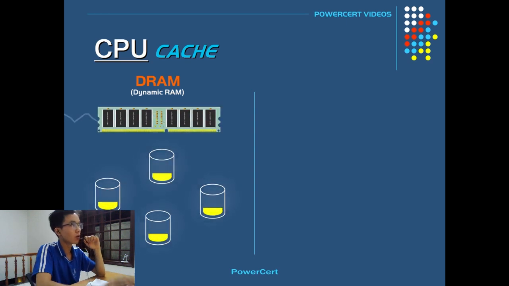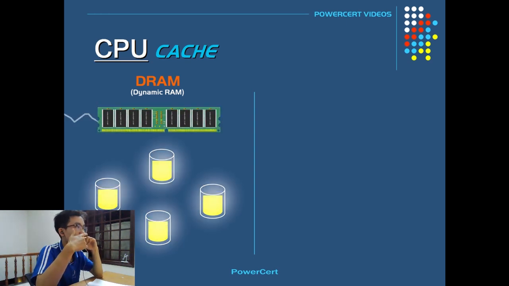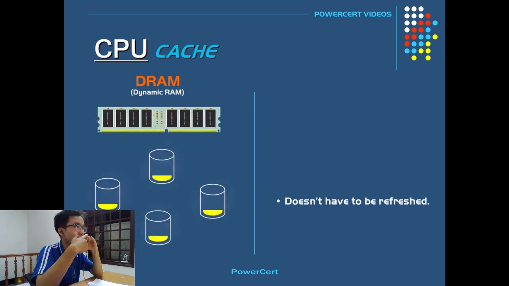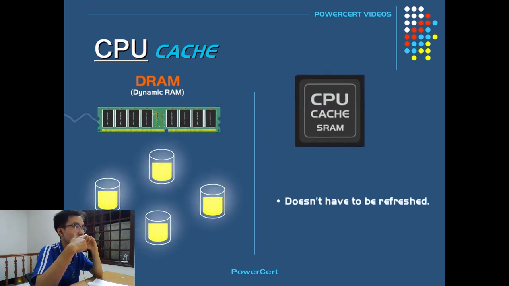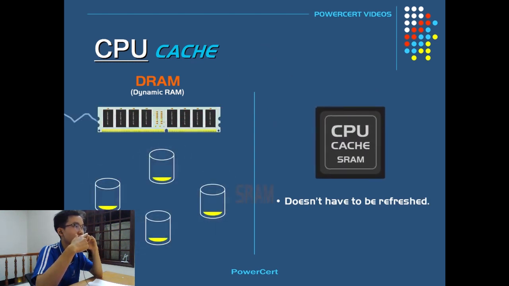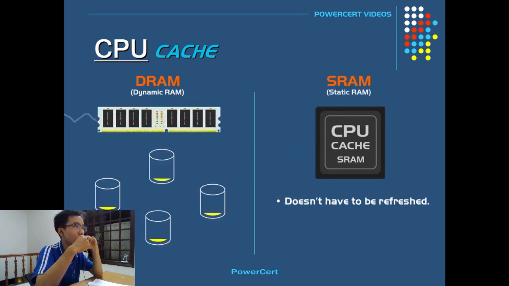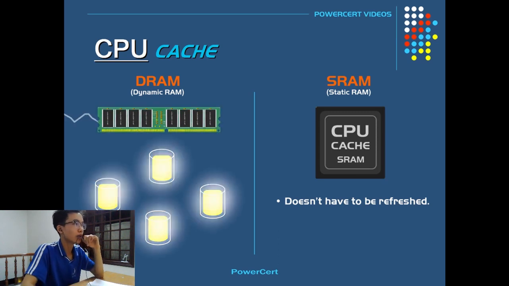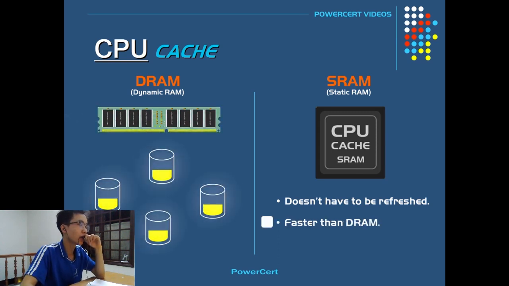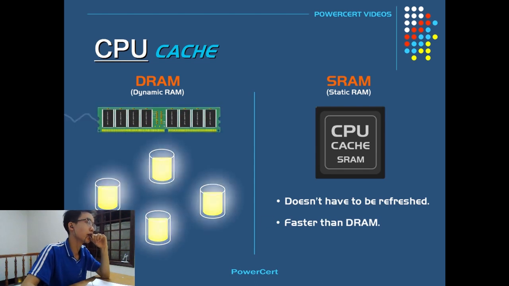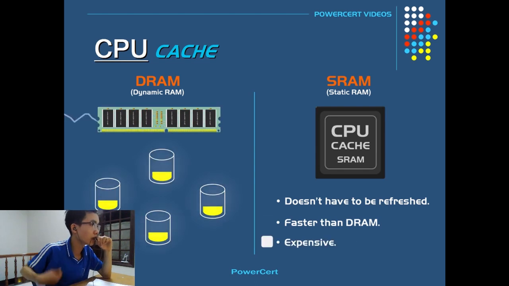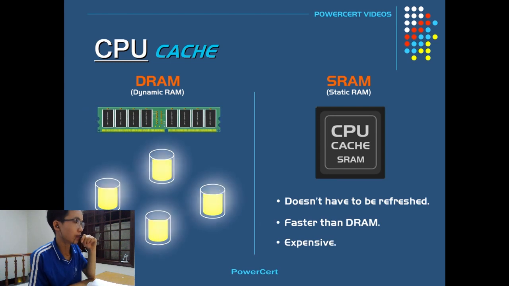But there is another type of memory that a computer uses that doesn't have to be constantly refreshed, and this memory is called SRAM, or static RAM. And static RAM is what is used in CPU cache, and because SRAM doesn't have to be constantly refreshed, it is a lot faster than DRAM and is also very expensive.